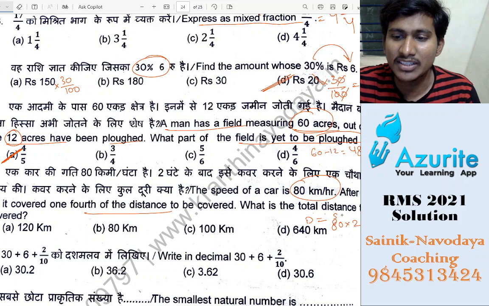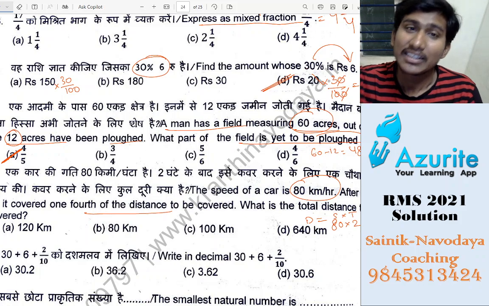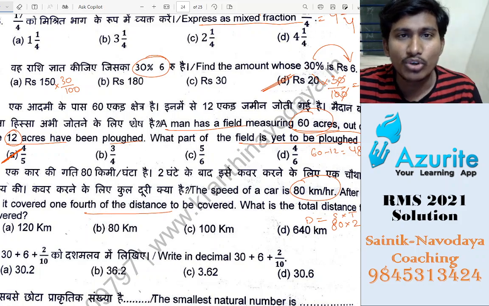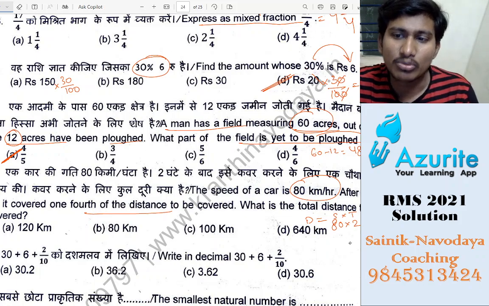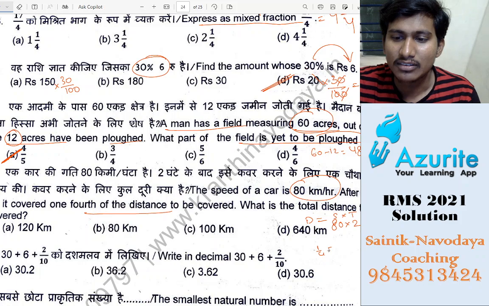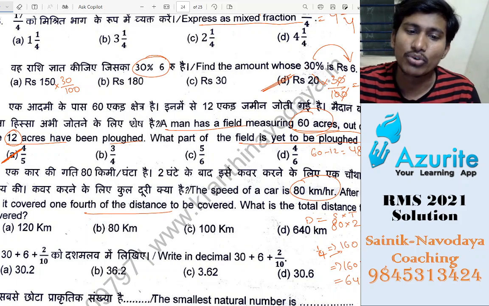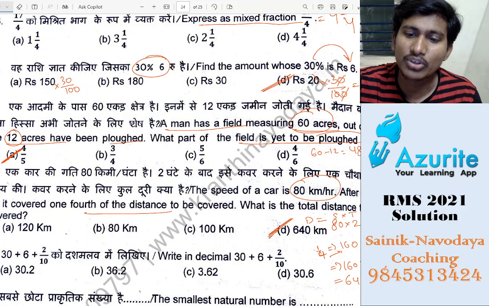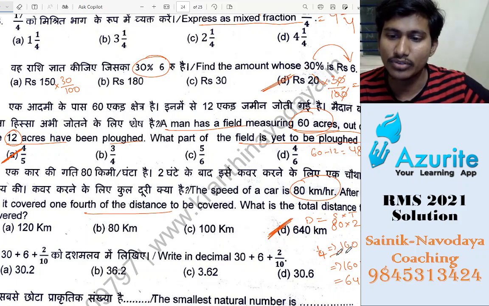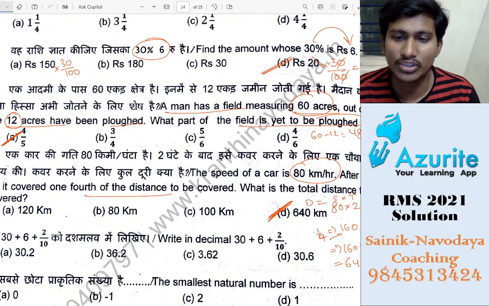Speed is 80. Time is 2 hours. 80 into 2 is how much? 160 km it covered. This is 1/4. 1/4 is 160. Means total will be, we have to multiply 160 into 4. If you take that 4 to the other side, it will multiply. 16 4s is 64. So 640 km. So 640 is the answer.